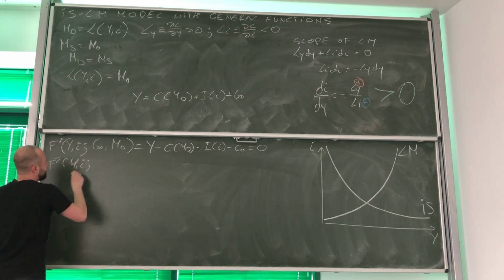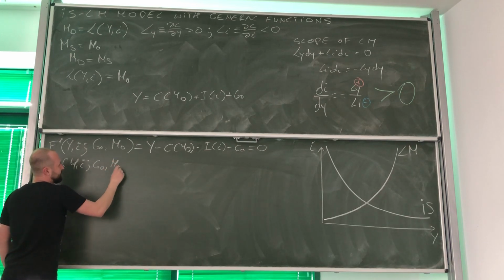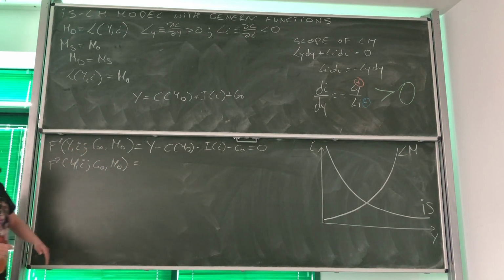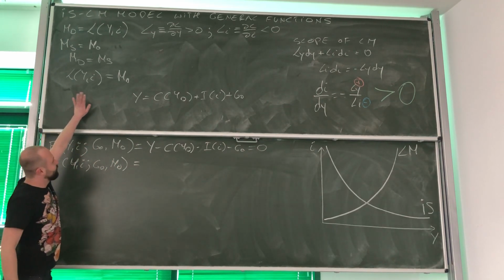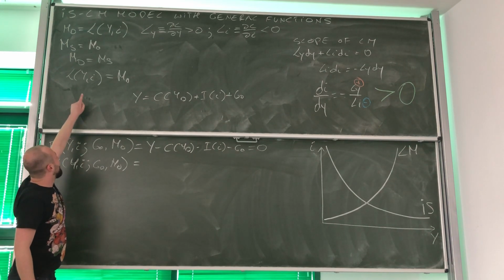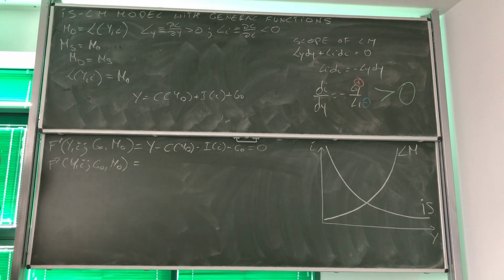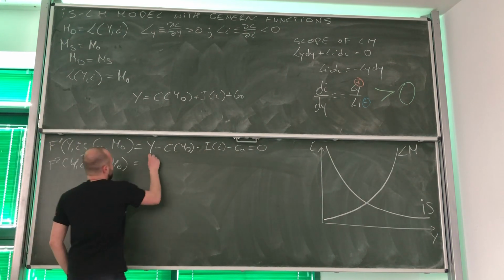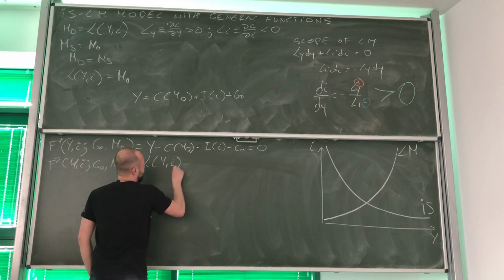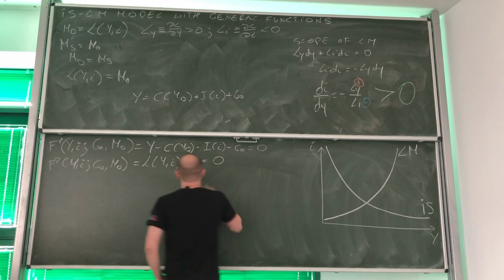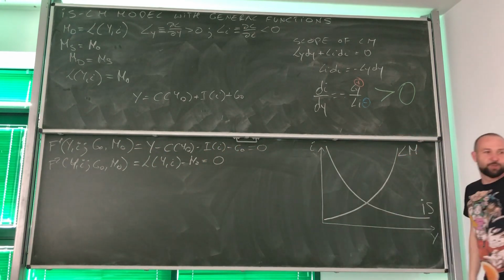Then we create the second function with the same endogenous and exogenous variables, but this one is associated with LM. So look, we use the very same trick. So I subtract m0 from both sides, so this is equal to 0, and I'm getting L(y, i) minus m0 equals to 0. What do I need to do first here?